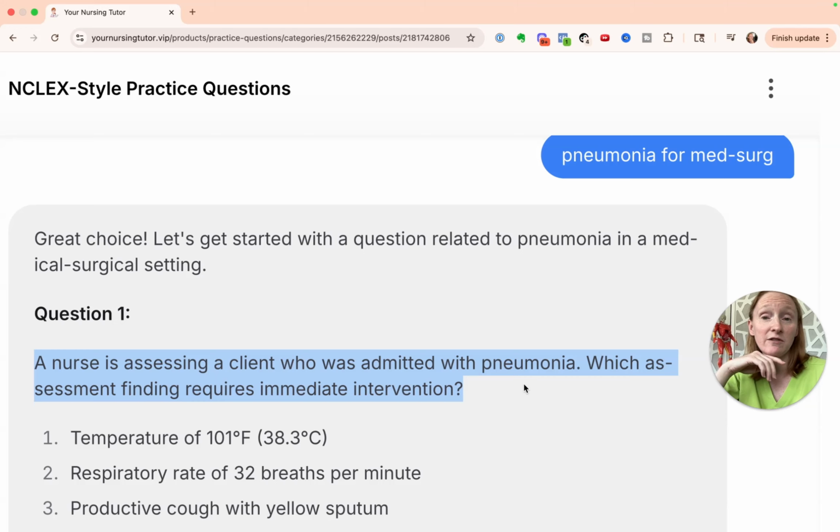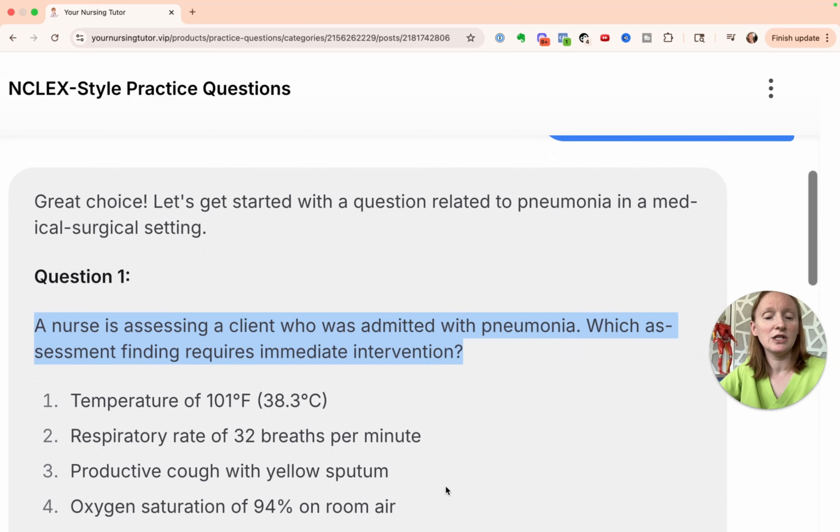If it's productive, though, that's actually a good sign, because if it's productive, it means the garbage is getting taken out. So we're getting that mucus, that sputum out of the lungs. So this is actually a good thing. I'm not sure that this particularly needs any intervention. It's what should be happening. So we could say that's false. That's not going to require immediate intervention. So we have the last answer choice, which is oxygen saturation of 94% on room air.